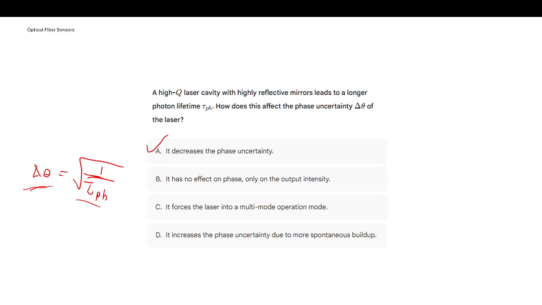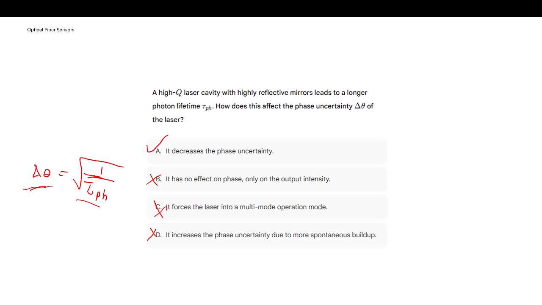It has no effect on the phase, only on the output intensity. It's not correct. It forces the laser into multi-mode operation mode. No. It increases the phase uncertainty due to more spontaneous build-up. This is also not correct. So you are correct again.